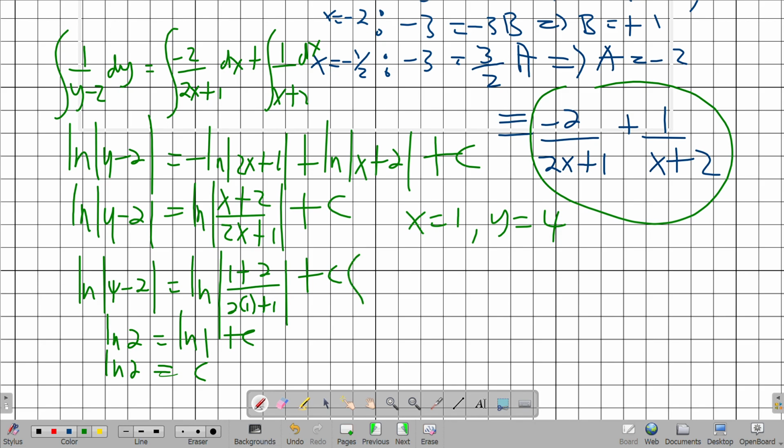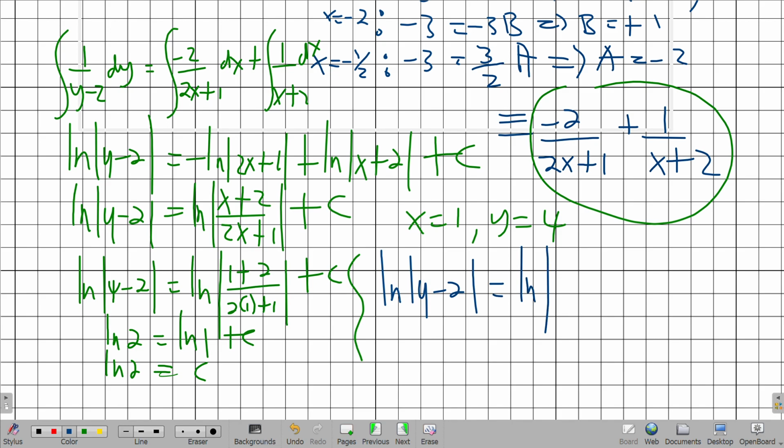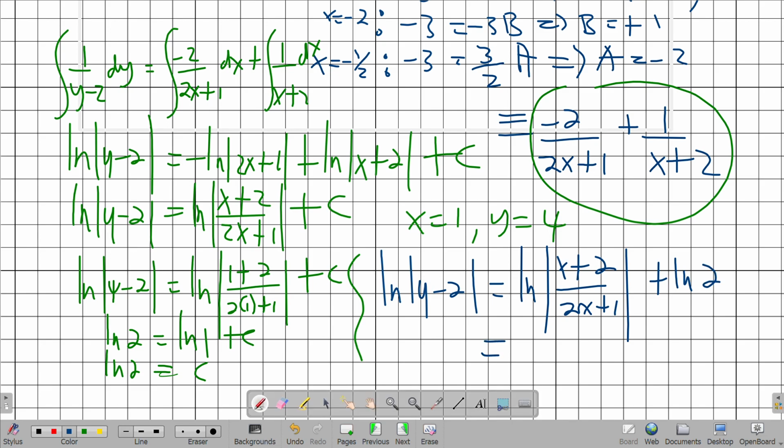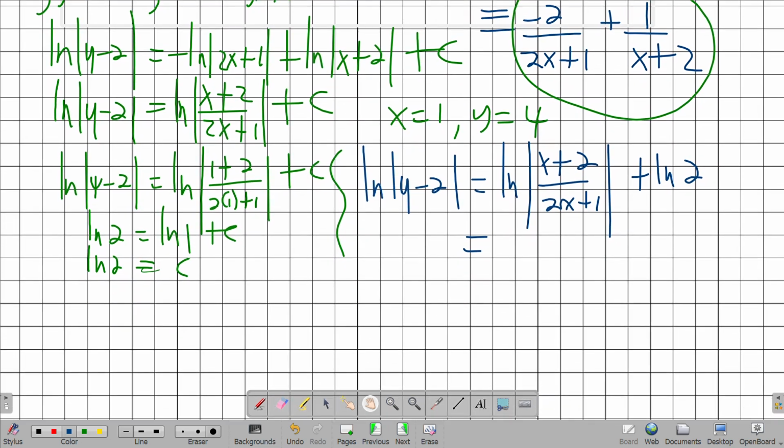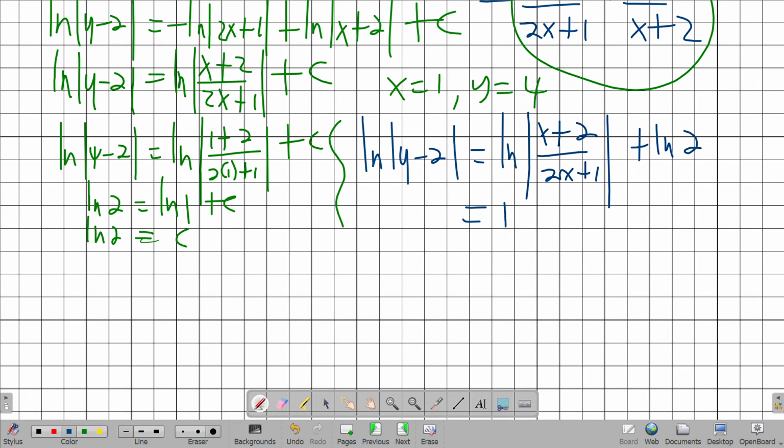So we are already close to the answer. C is natural log of 2. So we are going to have natural log of y minus 2 is equal to natural log of x plus 2 over 2x plus 1 plus natural log of 2. Again, this reduces to natural log of 2 in brackets x plus 2 divided by 2x plus 1.